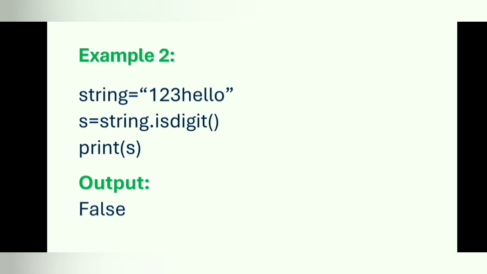Example 2. In this example, we assign the string value 123hello to the variable string. In the following statement, we apply the string isdigit method to this string. Then the print statement prints the boolean value. Here the output is false because all the characters in the string are not digits. This string is also containing letters.